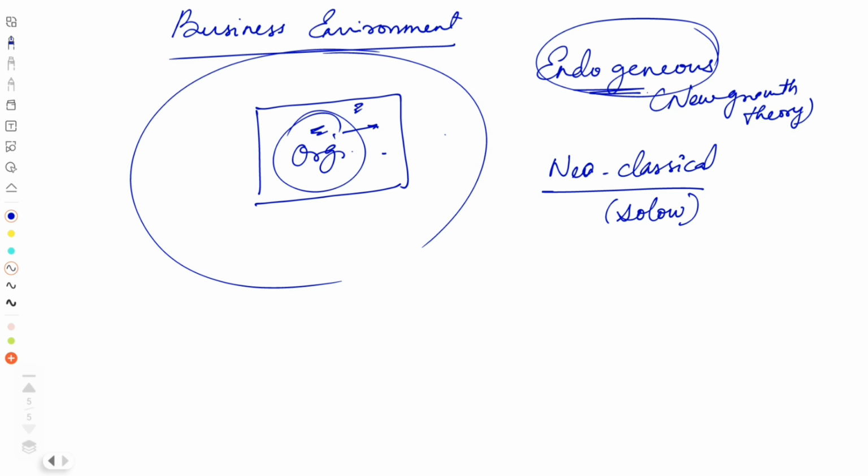Okay, then what is GDP? Gross domestic product. What is the capital to output ratio? It is the capital that is required to produce 1 unit of output.